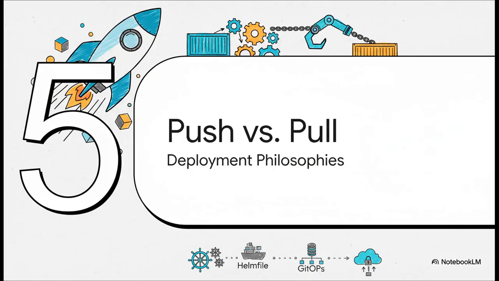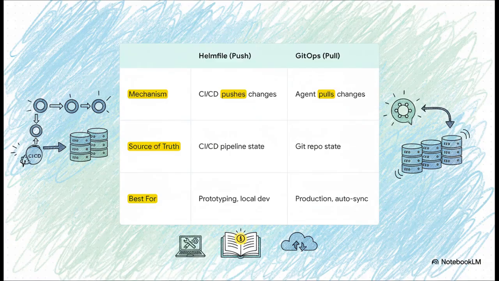Now, using a tool like Helmfile naturally leads us to a much bigger architectural question in the DevOps world. And that's the great debate between push-based and pull-based deployments. Basically, how do we want our changes to actually get to the cluster? So here's the crucial difference. Helmfile usually works in a push model. Your CI/CD pipeline runs helmfile apply, and it pushes the changes to your cluster. In contrast, GitOps tools like Argo CD and Flux use a pull model. There's an agent living inside your cluster that's constantly watching a Git repo, and it pulls in any changes it sees. It's a totally different philosophy.